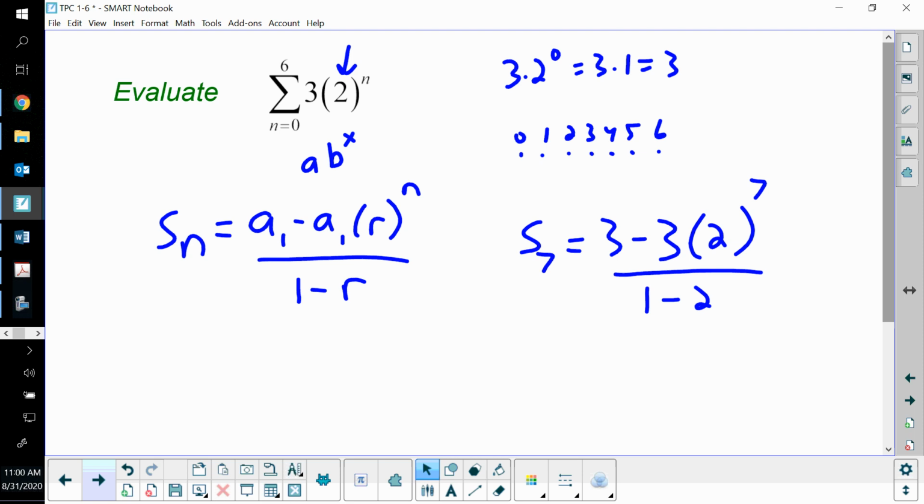Now, you could just put that summation in the calculator as it is, but we're trying to practice today using the geometric series formula that's on your reference sheet. So that's why I'm having you put it in this way. And if we put it in the calculator, we would get 381.